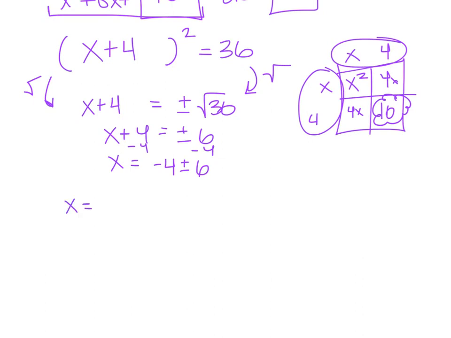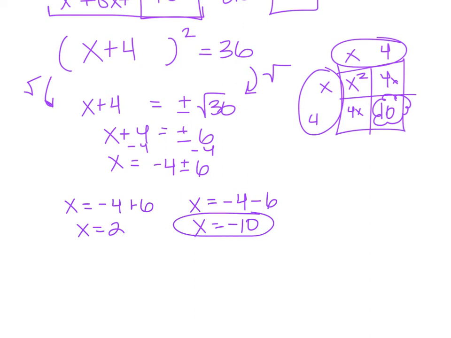So x could equal negative 4 plus 6, which would give me a positive 2, or x could equal negative 4 minus 6, which would give me negative 10. And if you'd like to go back and try to solve this problem by factoring, you will actually get exactly the same solutions, because the solutions are the same no matter which method you use. So feel free to go check that using a second method. But negative 10 and positive 2 will make this equation true.